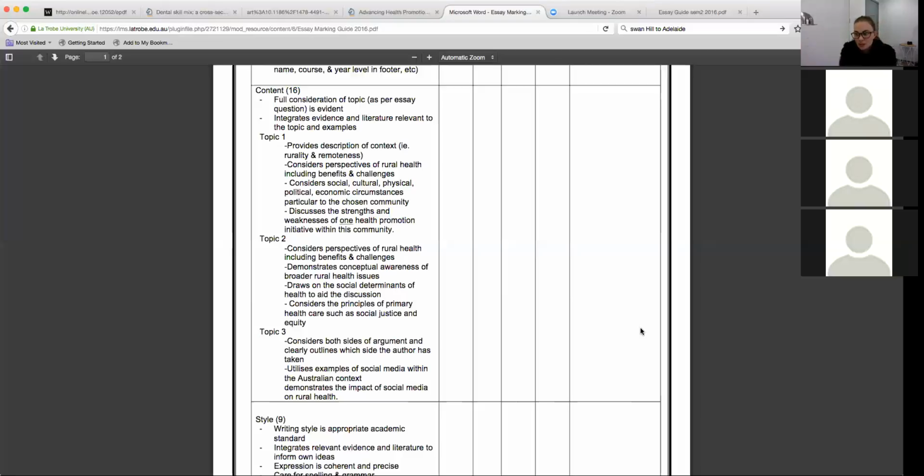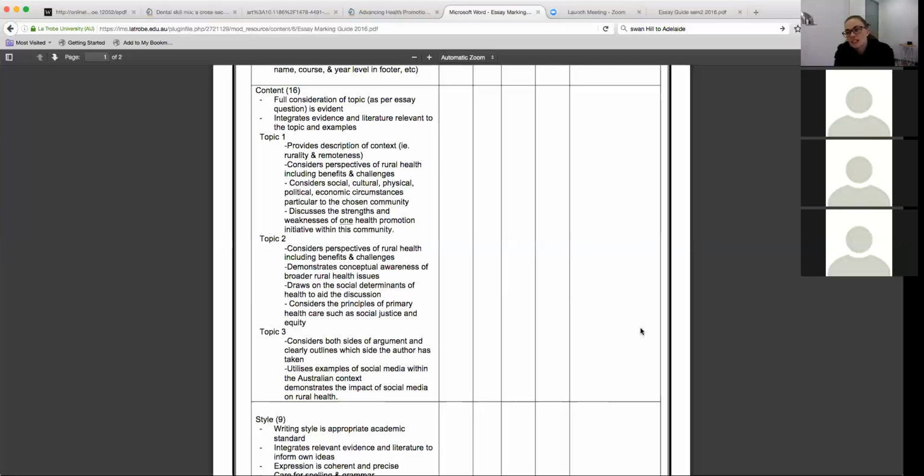Topic 3, the things we're looking for when we're marking against this is obviously making sure that you've mentioned both sides of the argument and it's clear which side you're on. And then making sure that you utilise examples. Like I was saying, those examples of what we've seen previously happening with social media and how that impacts.